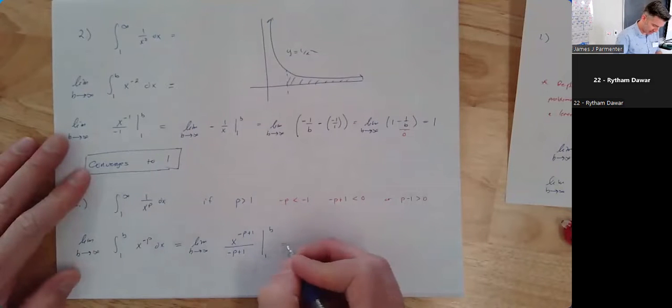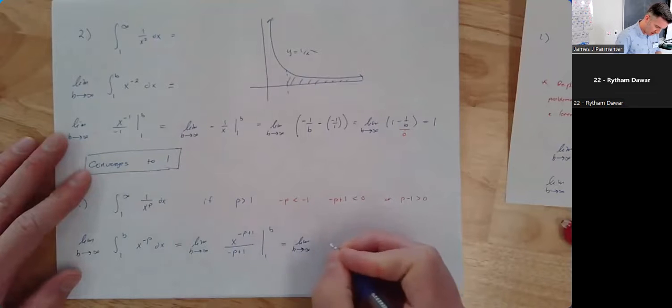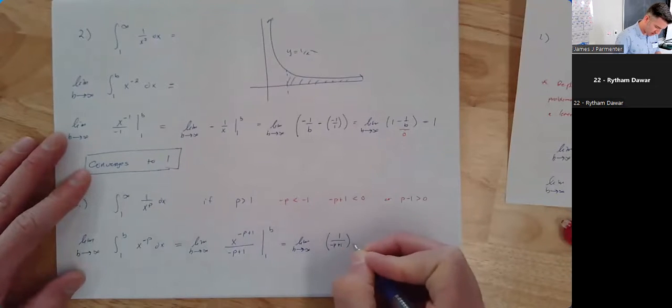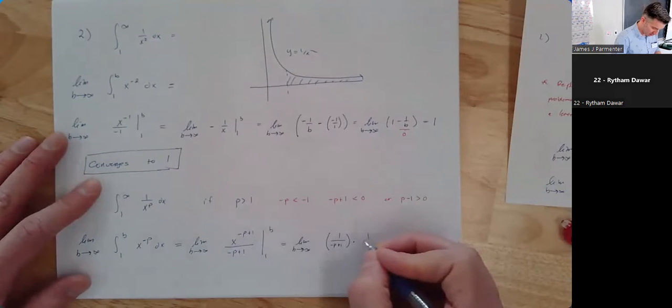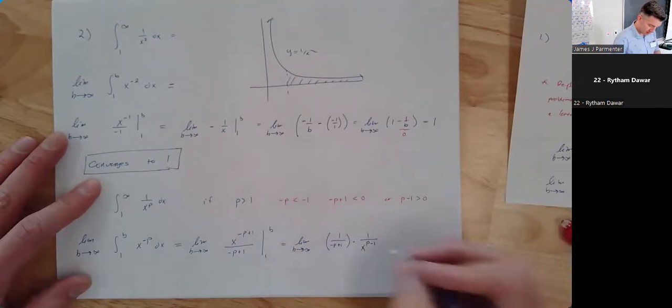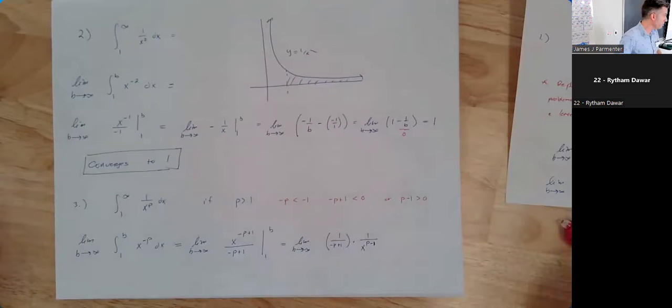I'm going to write this as the limit as b goes to infinity of 1 over negative p plus 1 times, instead of x to the negative p plus 1, I'm going to write it as 1 over x to the positive p minus 1, from 1 to b. And again, observe that the power is positive if p is larger than 1. Makes sense, right? If p is larger than 1, p minus 1 is definitely positive.